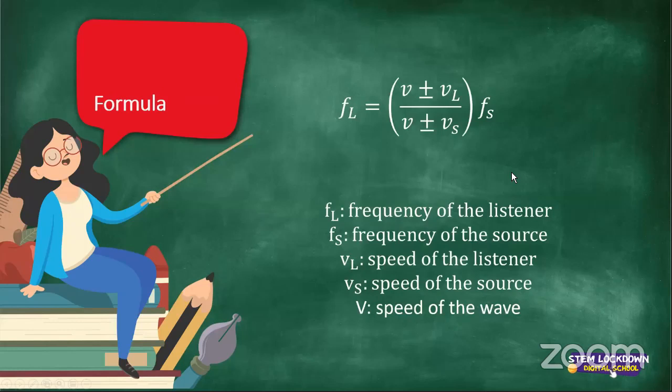Okay, so this brings us to the most important part, the formula. Your formula will always be FL is equal to (V plus or minus VL) divided by (V plus or minus VS), times Fs. FL stands for the frequency of the listener, so what the listener will hear. Fs is the frequency of the source, so what the source is giving off.